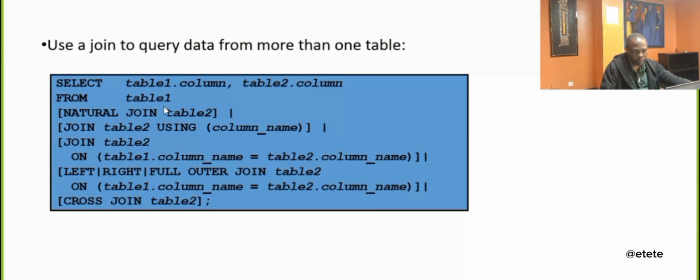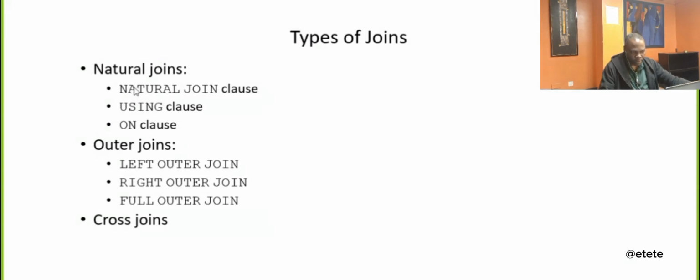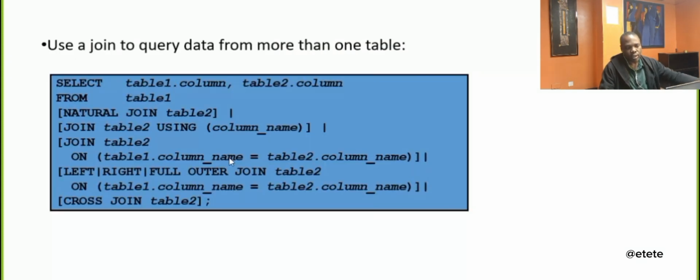So from table 1, you can see they are using all these clauses inside that syntax. It doesn't mean that your query will be like this, but they are combining all those clauses together in this syntax. When we are writing the query, we are going to be separating them. So this is select table 1 dot column, table 2 dot column from table 1 natural join table 2. That is the end of that one.